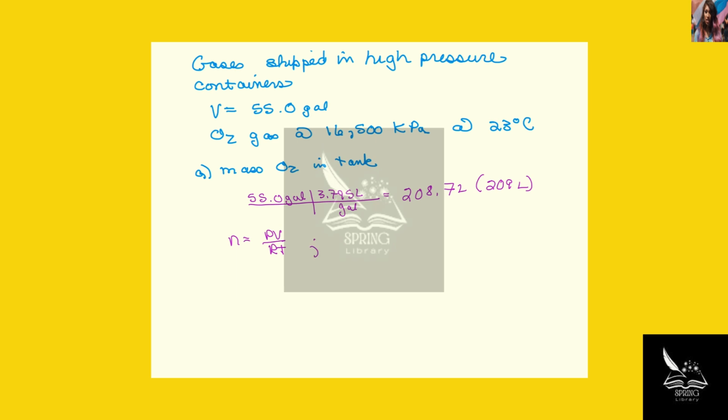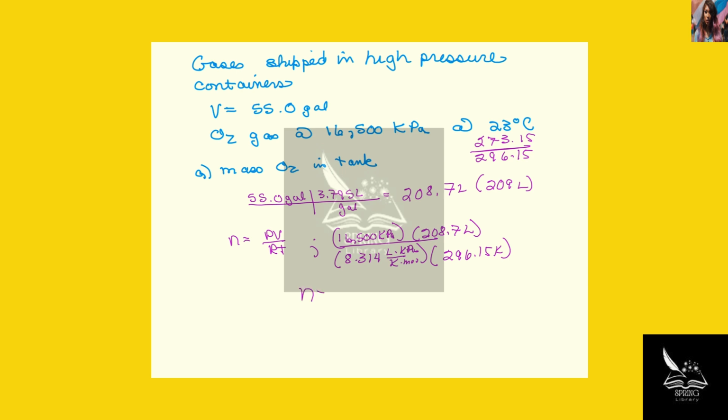So P was 16,500 kPa times 208.7 liters times R, 8.314 L kPa per K mol times my temperature, 273. You can use the 0.15 or not. I'm going to use 296.15 Kelvin.